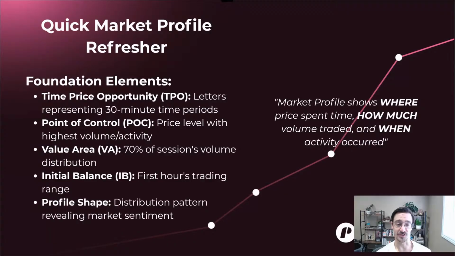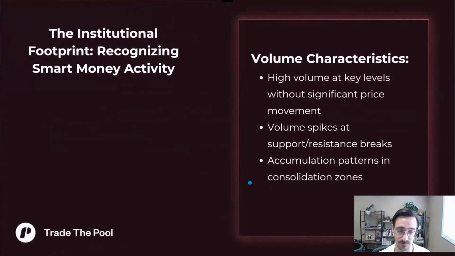So market profile, it's really cool because it shows you where the price has spent time and then how much volume is traded and when that activity has occurred. So all very crucial components to getting the information we're looking for to inform our bias on directionality.